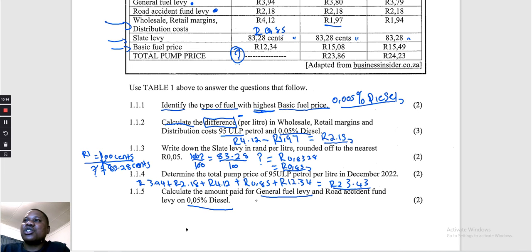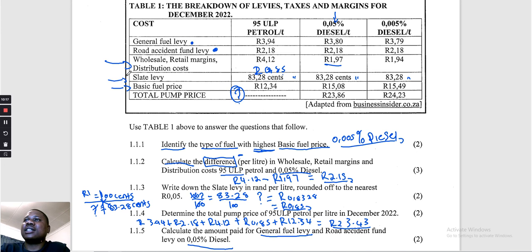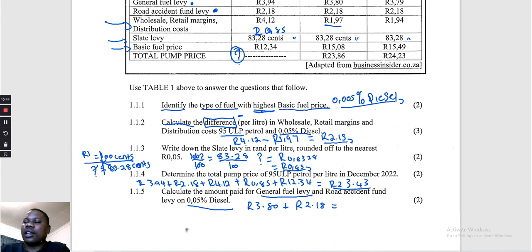For the 0.05% diesel. So let's go back so that we can see if we are adding the correct amount. So we're going to come here, and then we take the general levy for the 0.05 diesel, which is 3,80 plus the road accident fund levy, which is 2,18. 3,80 plus 2,18 is equal to 5,98.